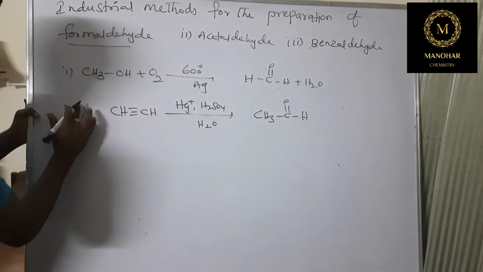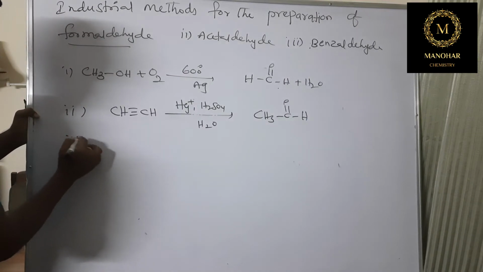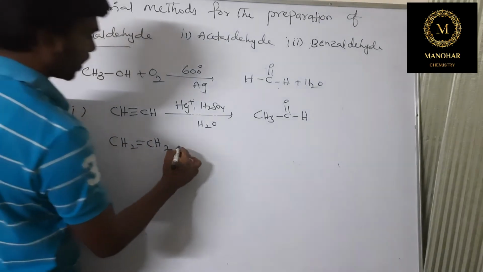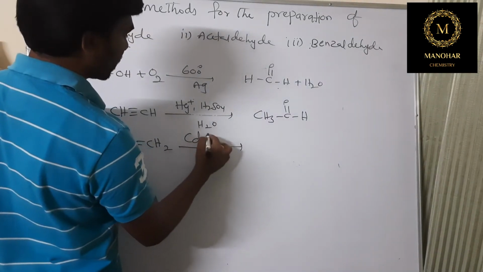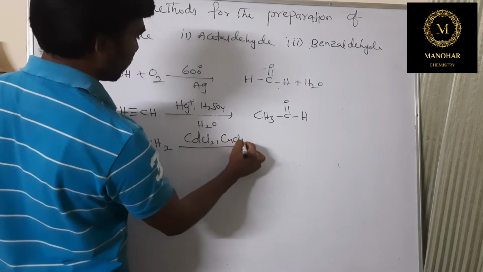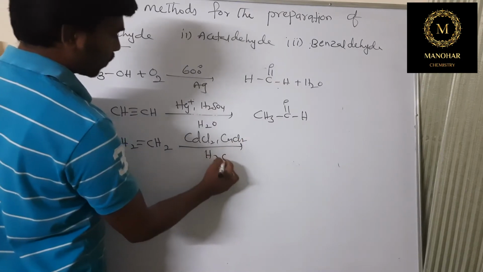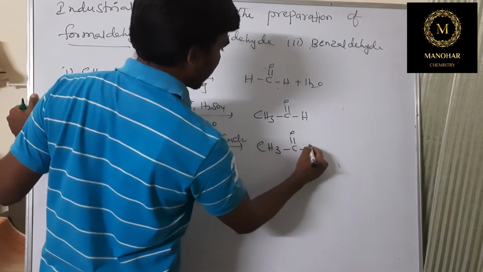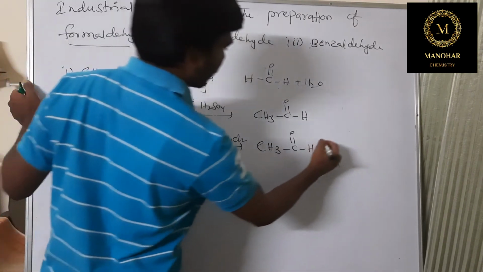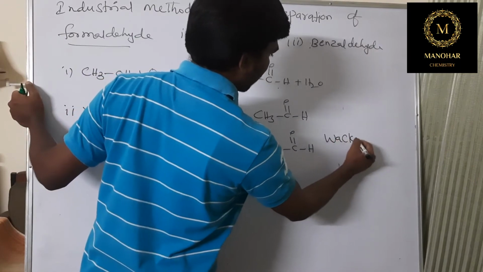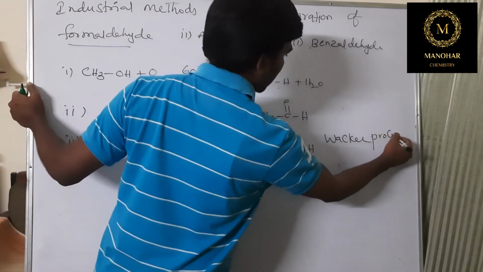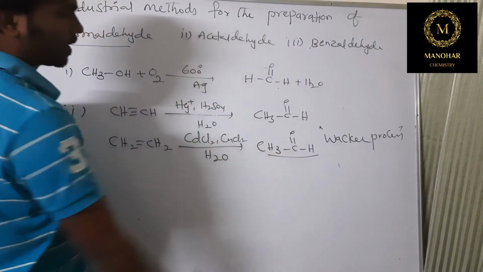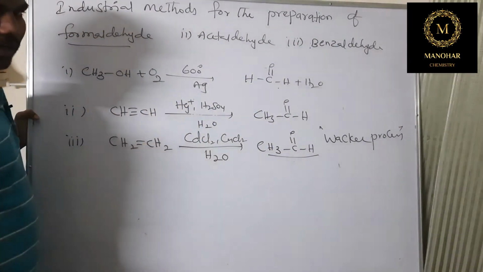And one more method is there for the preparation of acetaldehyde. If I am taking CH2 double bond CH2, when it reacts with CdCl2 and CuCl2 in presence of Cl2 and H2O, it forms CH3C double bond OH. The name of this method is the Wacker process. In this Wacker process we are going to get acetaldehyde.